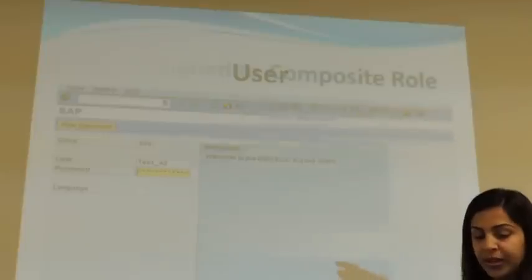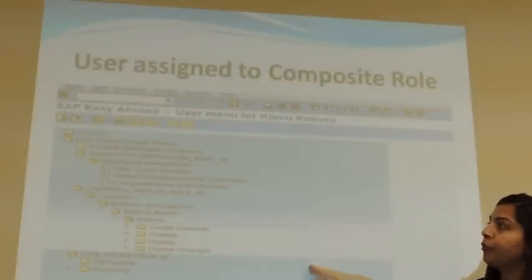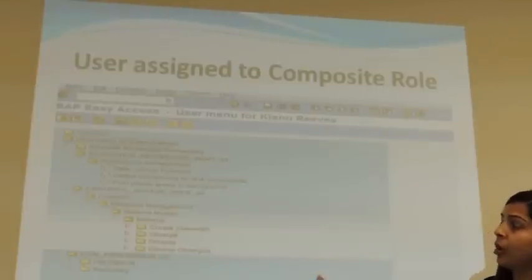Again, we log on as the test user. We change our hats and we create the user first, and then we log on to the SAP system as the test user who has been assigned that composite role. And right here we can see in his menu that he has been assigned all of those roles which were included in his composite role assignment.